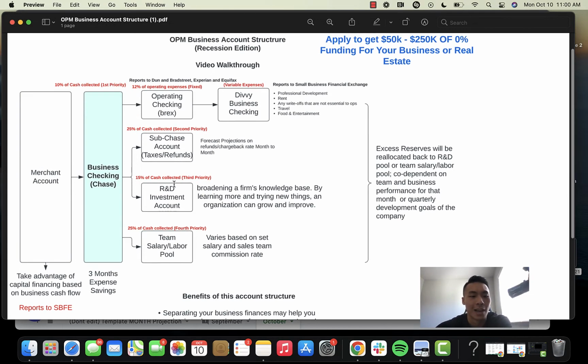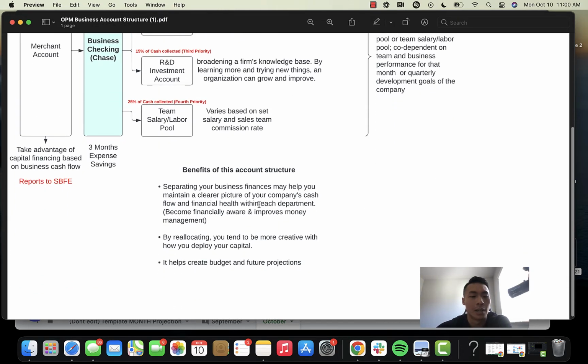So with that being said, number one, learning how to separate your business finances may help you maintain a clearer and more in-depth picture of your company's cash flow and financial health within each department, so you become more financially aware, and it really helps you improve money management on the business and also in your personal life as well, right? If you don't know how much cash is coming in on a per day basis, you can't make the right logical decisions whether to cut costs or to improve a certain aspect of the business to really help increase the lean of how much cash you're collecting.